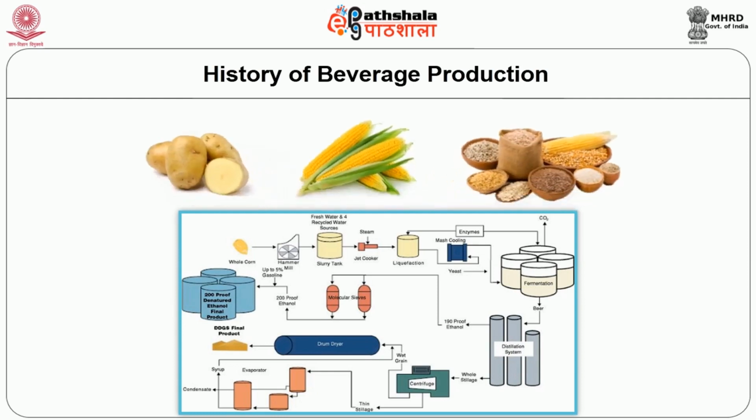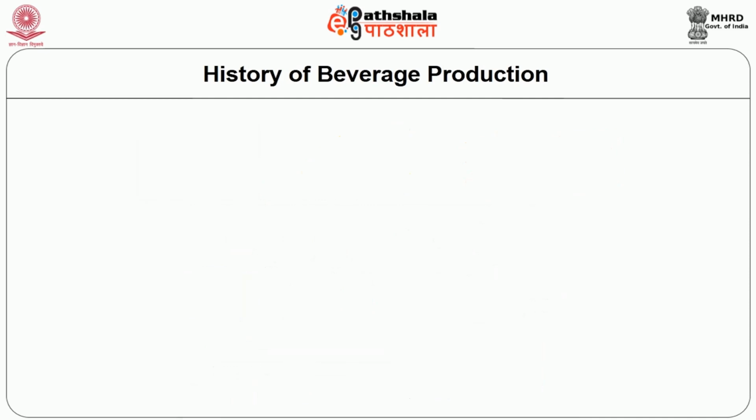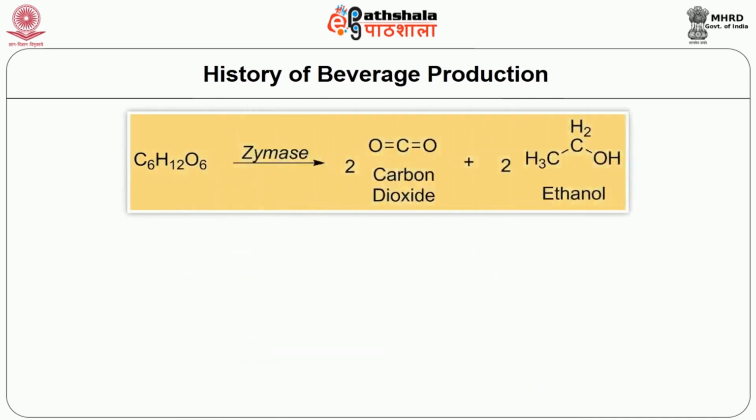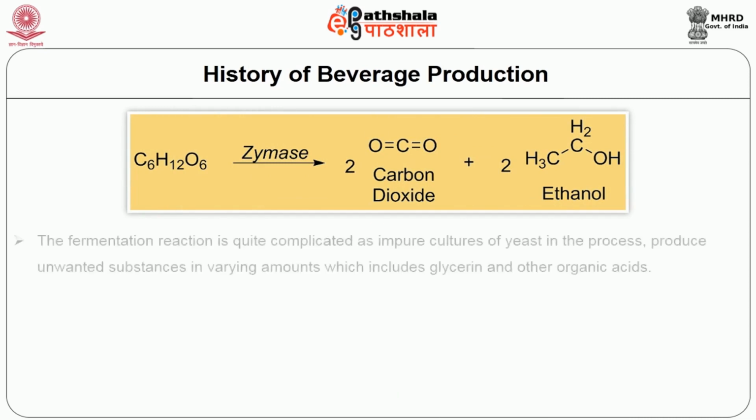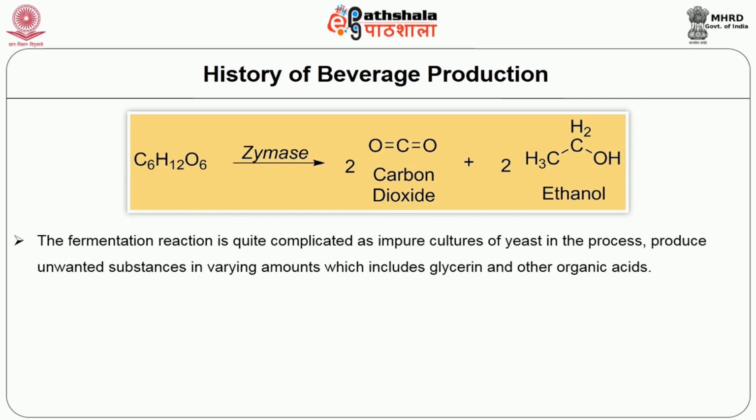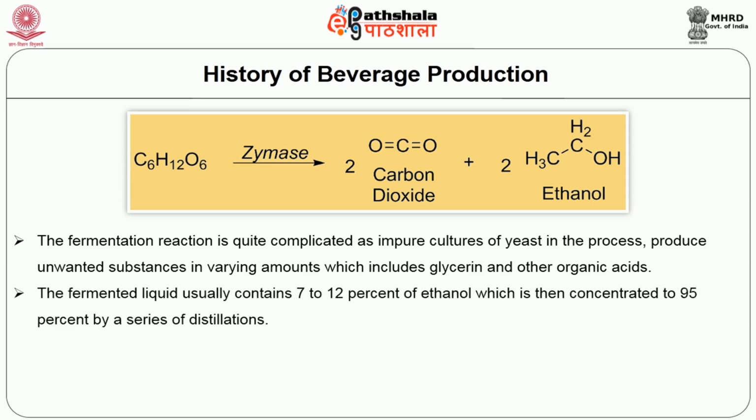Starch from potatoes, corn and other cereals can serve as raw material for this purpose. The yeast enzyme zymase changes the simple sugars into ethanol and carbon dioxide. The fermentation reaction is quite complicated, as impure cultures of yeast in the process produce unwanted substances in varying amounts, which include glycerin and other organic acids. The fermented liquid usually contains 7 to 12% of ethanol, which is then concentrated to 95% by a series of distillations.